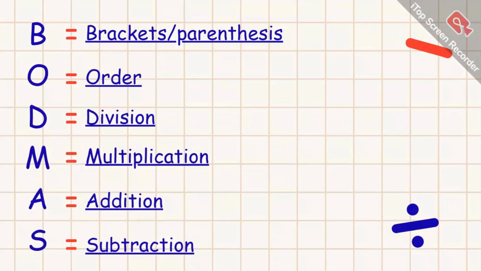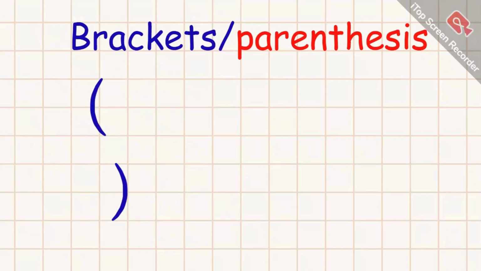B stands for brackets and parentheses. O stands for order. D stands for division. And M stands for multiplication. A stands for addition. And S stands for subtraction. Let's take a closer look at each one of these rules and see some examples where they will help us. First on the list is do operations in parentheses and brackets.